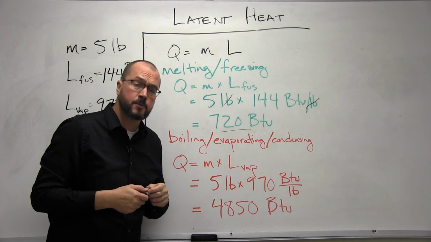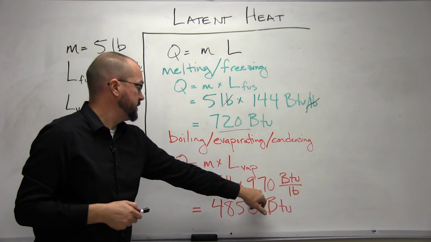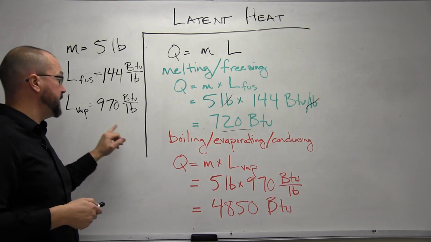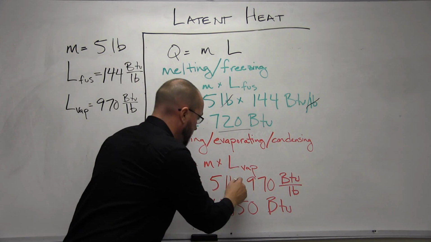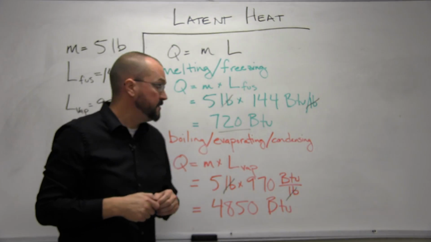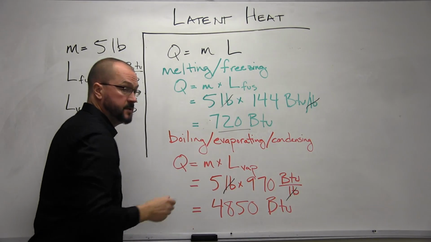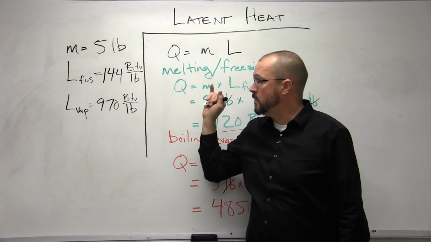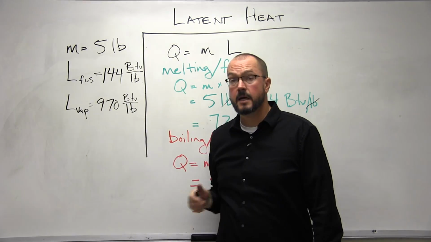Let's look then at this situation. We have again 5 pounds of water. This time we have the latent heat of vaporization, or 970 BTUs per pound. Again, the pounds cancel. We get 4,850 BTUs, which you can see is a bigger number than this 720 because the latent heat of vaporization is greater than the latent heat of fusion.